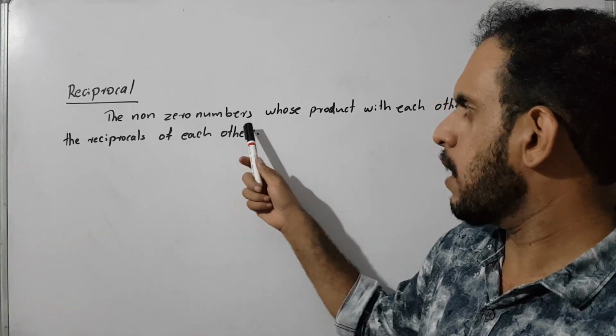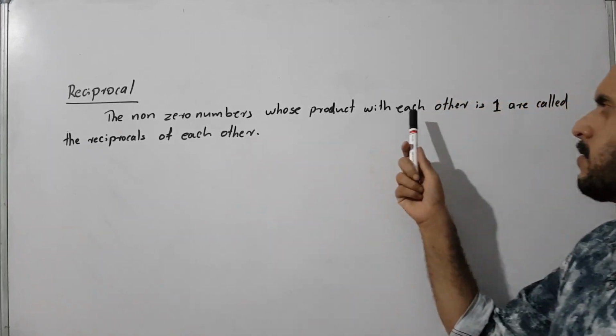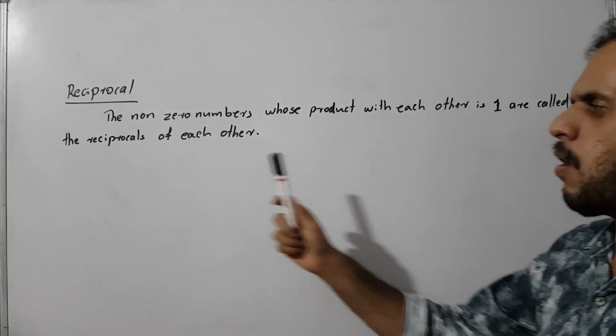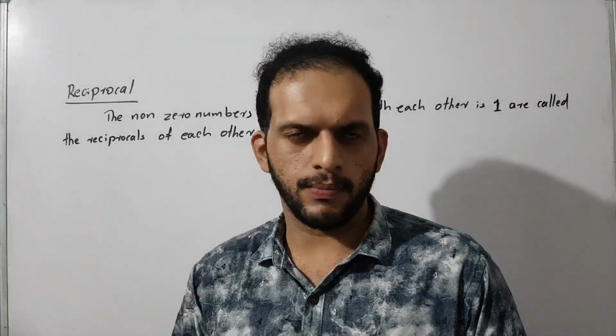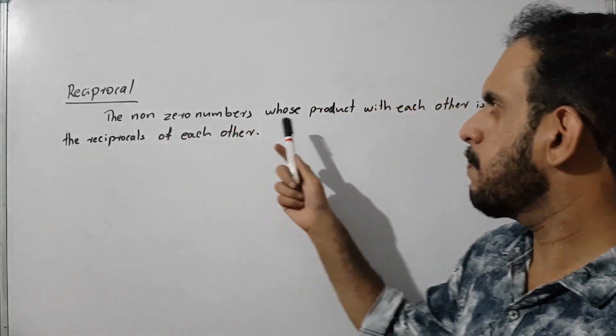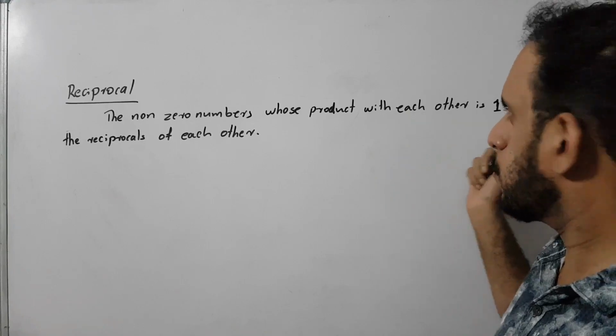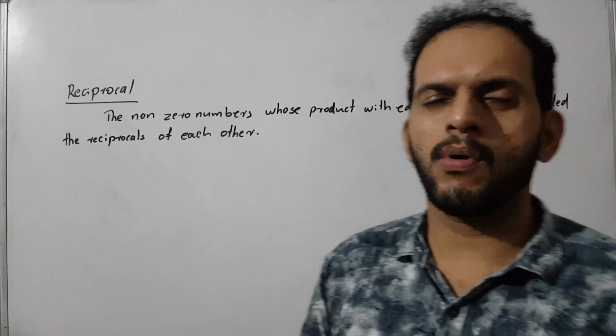So we generalize the idea of reciprocal like this. The non-zero numbers whose product with each other is 1 are called the reciprocals of each other.